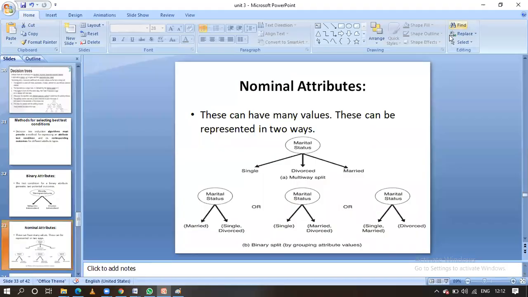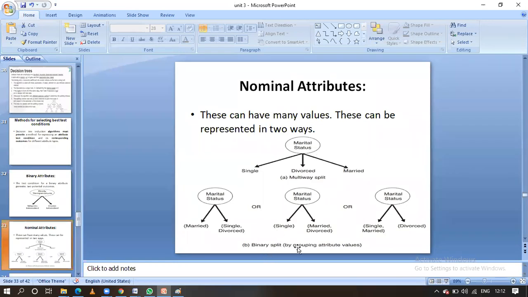Next one is nominal attributes, which means they will have many values as the output from that particular attribute. First, like the example here, marital status: single, divorced, and married. These are the different outputs of this marital status. We will have the different values here. This is the multi-way split.